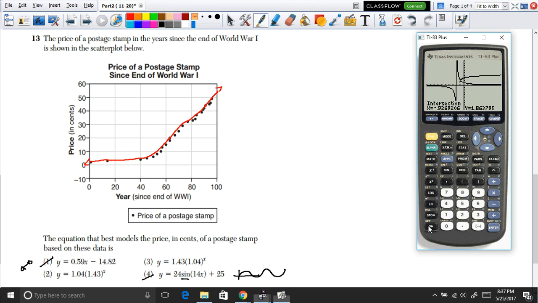Your best guess is to graph them. So let's actually graph them. If you're not sure, let's graph them and see which one matches these points. So let's look at option 3 here. We have 1.43 parentheses 1.04, and we have an exponent of x. All right, so let's see how that function looks. Obviously, let's zoom out. So we got option 3. Let's zoom out because it looks like a straight line there. Okay. Let's zoom out once more.